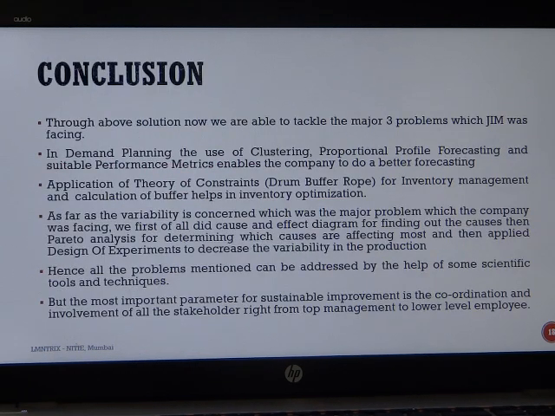So finally, to conclude, we can say that we have addressed all the major problems which concern Jim. The approaches are basically scientific and statistical tools and techniques, but only tools cannot improve any process. The proper coordination, involvement and awareness of all the stakeholders, right from the top management to the lower level employees, can only make the improvement process sustainable.